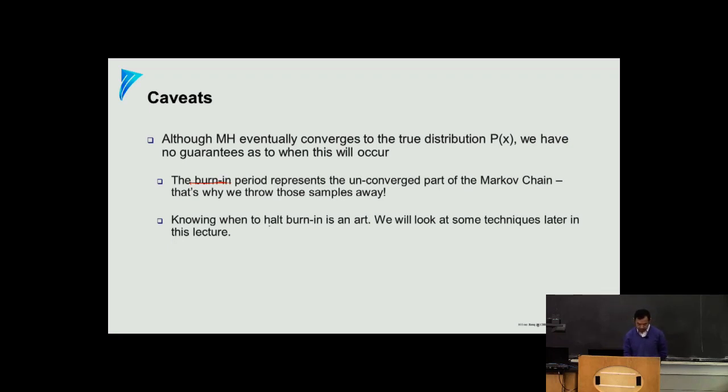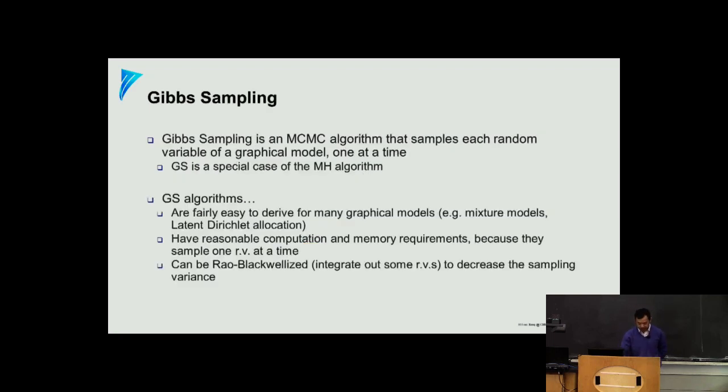And knowing how to halt this burn-in is actually a mystery, because other than a few very simple examples in the discrete case where you can prove the condition and the sample complexity, you otherwise have to rely on heuristics. Okay, so that's MCMC.